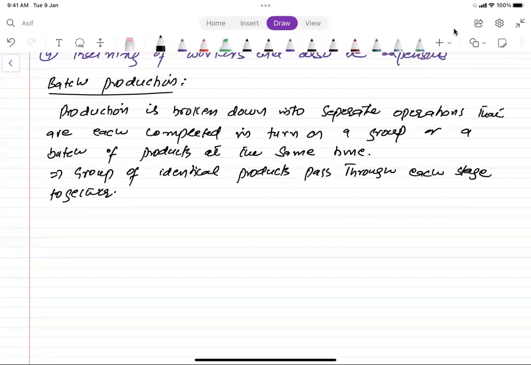If we look at the requirements of the batch production, labor and machines must be flexible to switch between the batches because they are making different commodities now, so they need to switch between the batches.